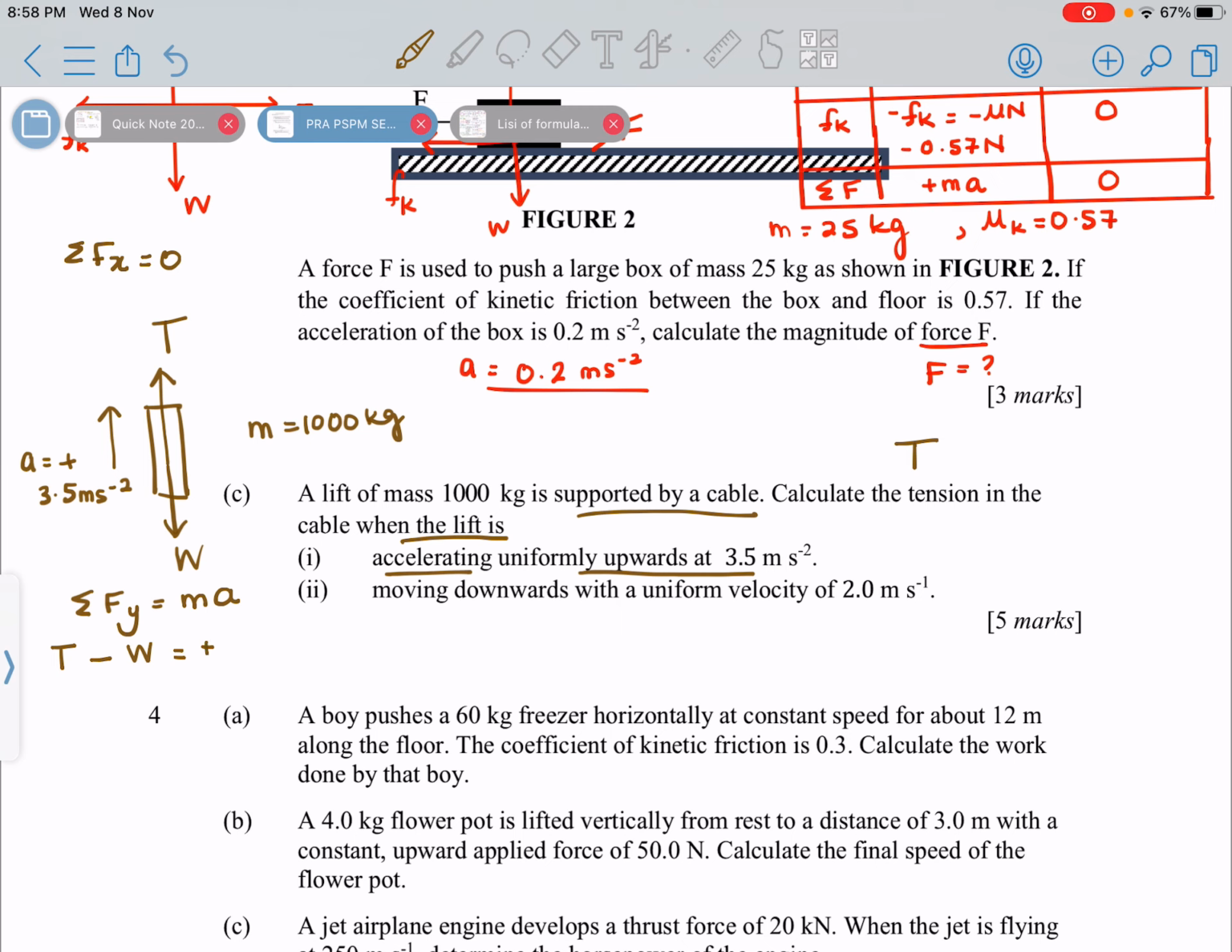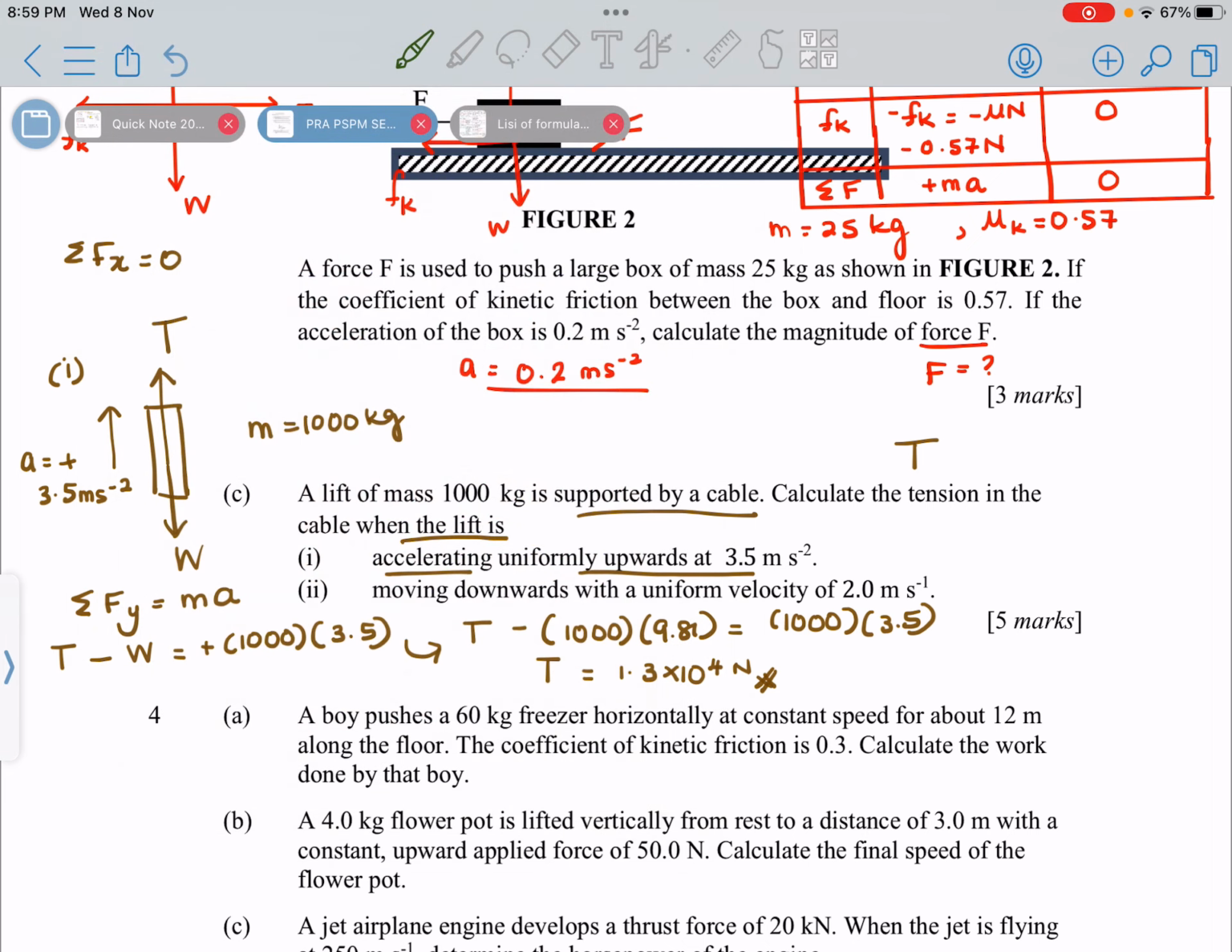Mass ni tiada direction kan. So mass is 1000. Acceleration is 3.5. Okay. So this one T pula sama dengan mg tu. The mass is 1000 lift tu. So W is mg lah Miss buat masuk buat emen buat kat situ. Okay. So our T is equals to 1.3 times 10 to the power 4 Newton. So that is for number 1.